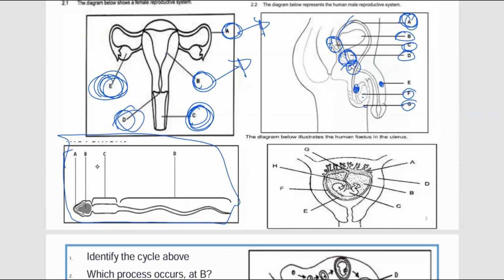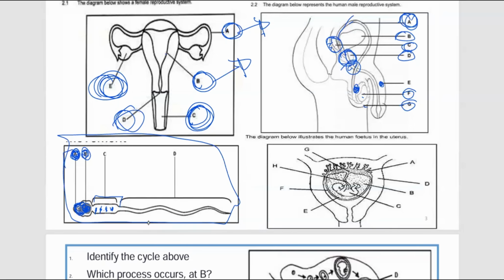The sperm has a head containing what you call the acrosome. So it's the acrosome. It has the head containing the nucleus. So that's the nucleus. It has the middle piece. Inside here, we have the mitochondrion. Then you have the tail. Sometimes you call it flagellum. So it depends on what you have memorized.